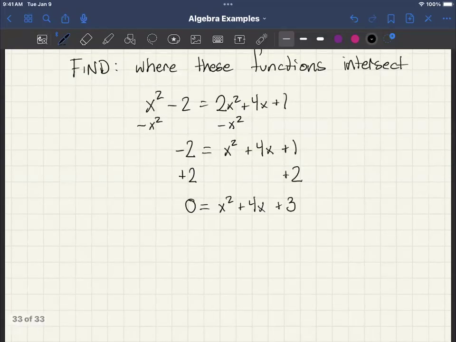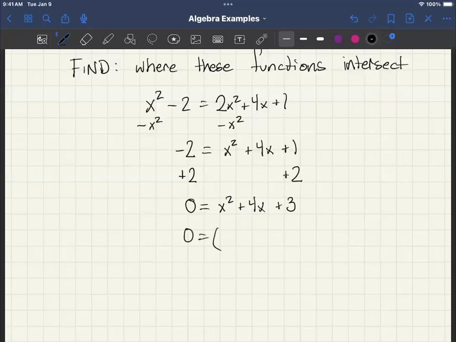Okay, so now we have a nice quadratic function. We know how to solve these. We have a lot of different tools in our toolbox. If you want to, you can use the quadratic formula. In this case, I think we're just going to factor it. It might be a little bit quicker.